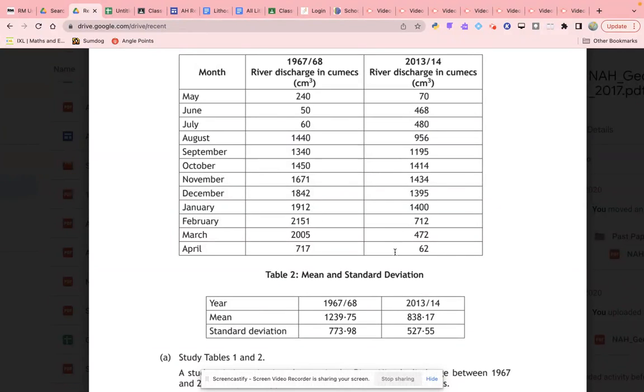Okay. What we also can see, apart from the probability, is that the standard deviation of the discharge in 2013-2014 was a much smaller number than it was in 1967-1968. So there was much greater variance around the mean in 1967-1968 than there was in 2013-2014. Another way of putting that is that the discharge of the river was much closer to the mean. The average month had numbers much more similar to the mean in 2013-2014 than it did in 1967-68.